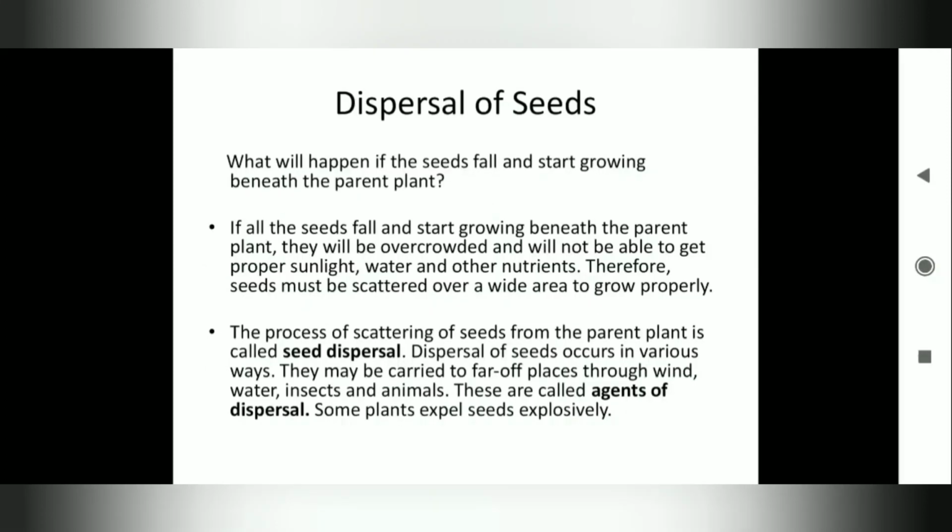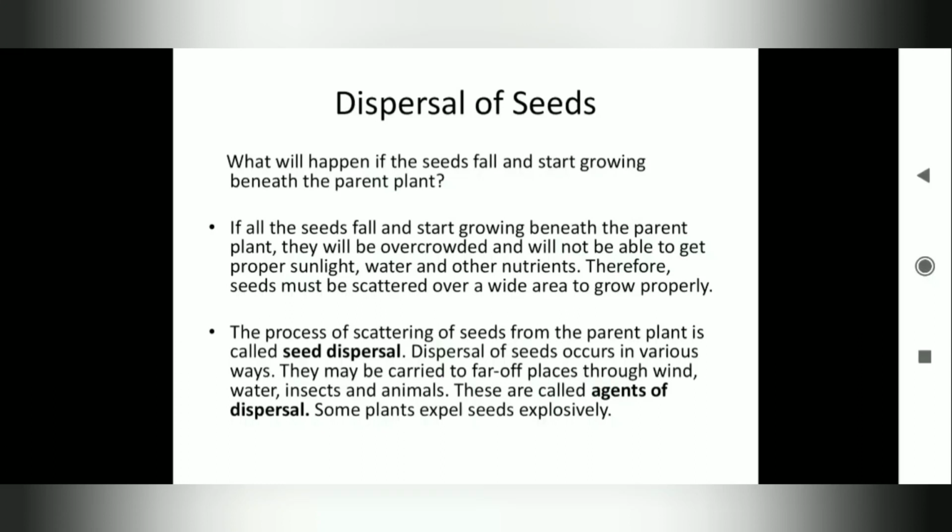Dispersal of the seed. What will happen if the seed falls and starts growing beneath the parent plant? As you know, if the seeds fall and start growing beneath the parent plant, they will be overcrowded and will not be able to get proper sunlight, water and other nutrients. Therefore, seeds must be scattered over a wide area to grow properly. The process of scattering of seeds from the parent plant is called seed dispersal.